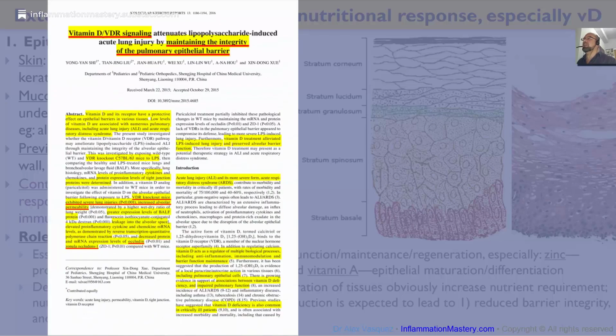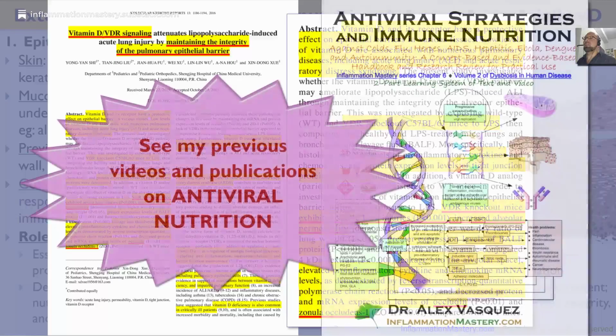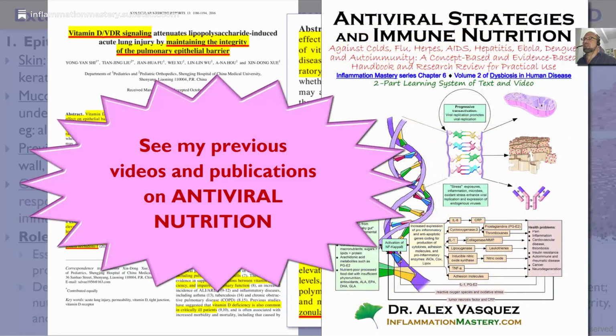this time focusing in on vitamin D and vitamin D receptor signaling on maintaining the integrity of the pulmonary epithelial barrier. Here the authors state that vitamin D and its receptor have a protective effect on epithelial barriers in various tissues, so not simply vaginal epithelium, but also effects in the gastrointestinal tract, and here also looking at specifically lung tissue. Low levels of vitamin D are associated with numerous pulmonary diseases, including acute lung injury and acute respiratory distress syndrome. I'm sure many of you have recently heard of acute respiratory distress syndrome, or ARDS, within the context of talking about COVID-19, the so-called new coronavirus.